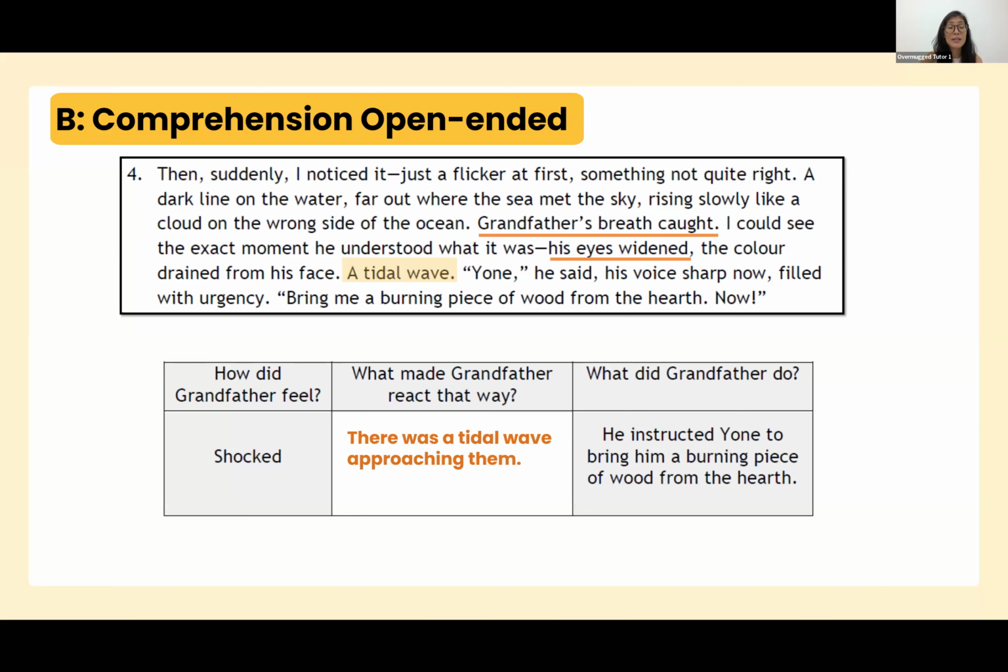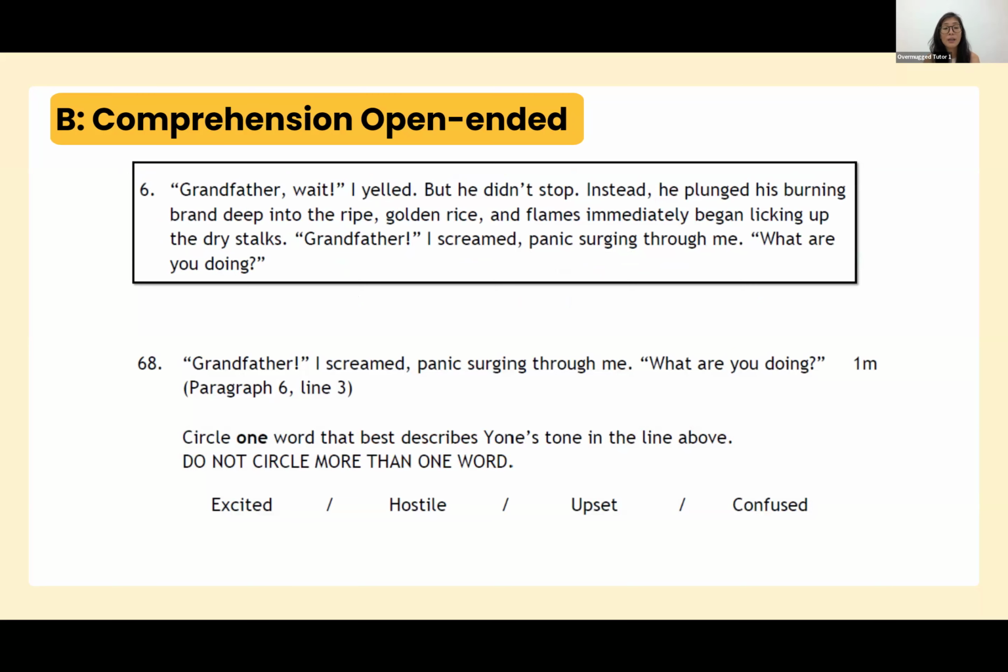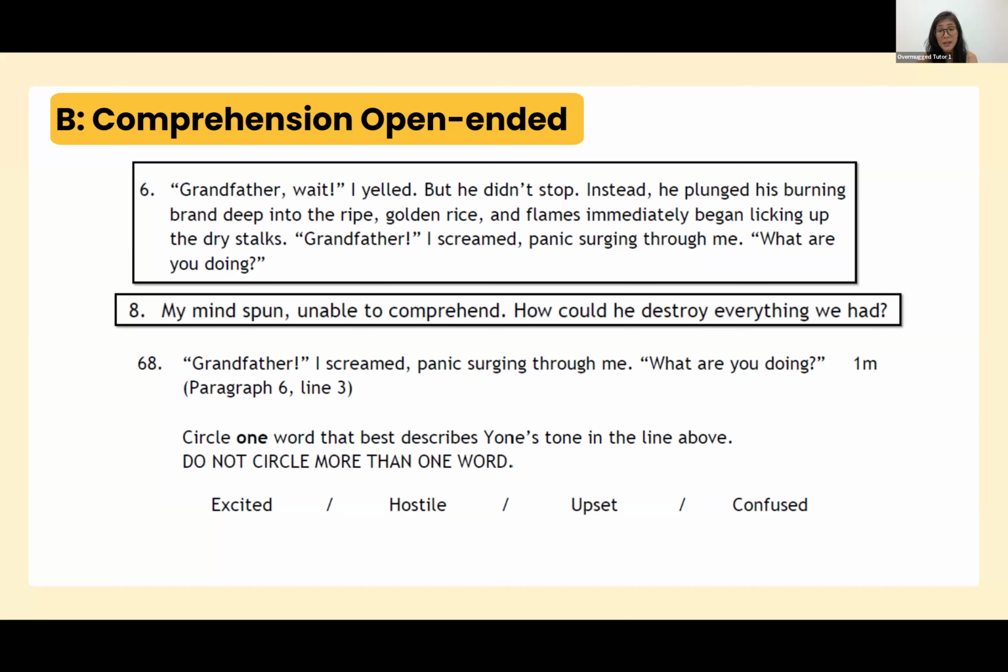Next one, let's take a look at question 68. "Grandfather, I screamed, panic surging through me. What are you doing?" Now this is taken from paragraph 6, line 3, which is right here. You're supposed to circle one word that describes Yone's tone here. Now, if you couldn't quite decide, perhaps another line further down in paragraph 8 would help you to better understand. So how was he feeling here? He was feeling confused.